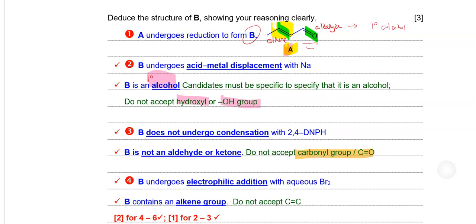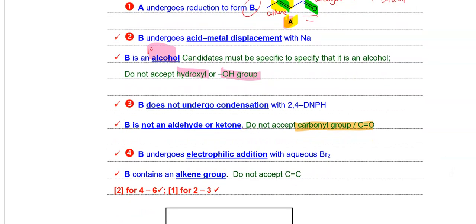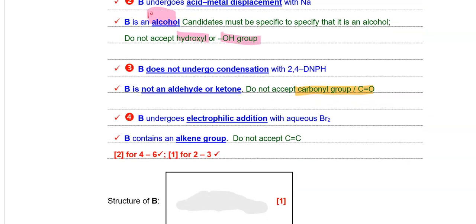So, these are the deductive statements. There are 6 deductive statements. You get 2 marks if you get any 4 correct. And therefore, since it's an alkene, it has an alcohol.